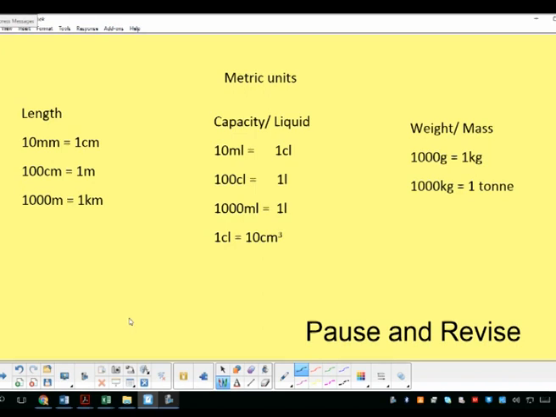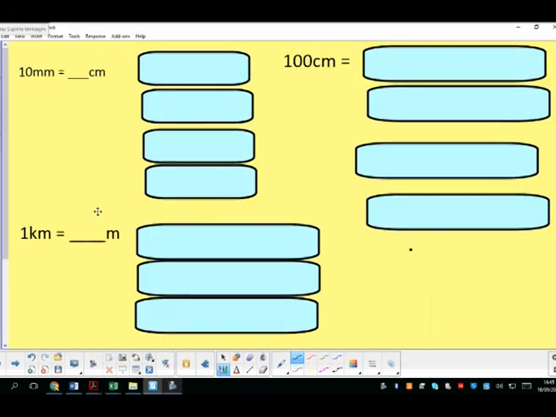Okay, so you might want to pause the video here just to familiarize yourselves with these metric units. We've got length here, we measure on a ruler. Capacity, that's liquids, we see it in bottles. Weight and mass, that's our weights we see in the supermarket as well. So pause it, try and memorize these, and then we'll move on. Okay, so let's put that into practice.